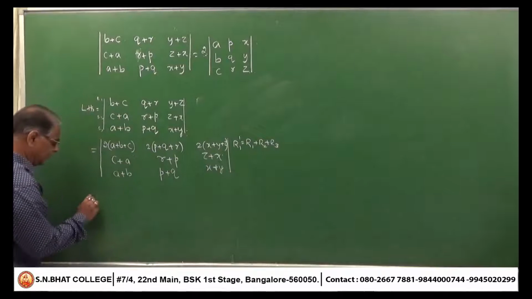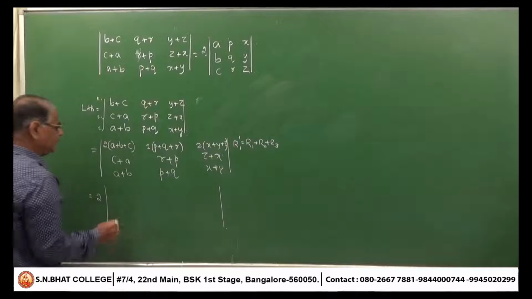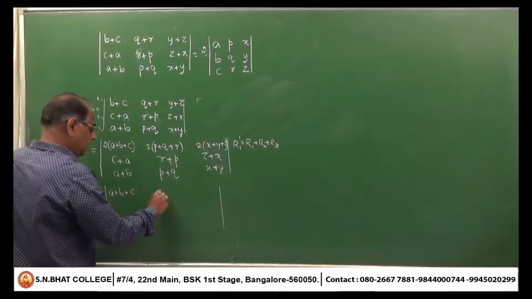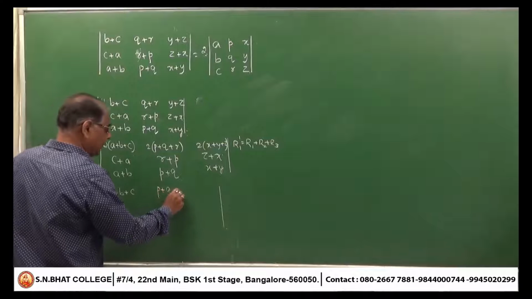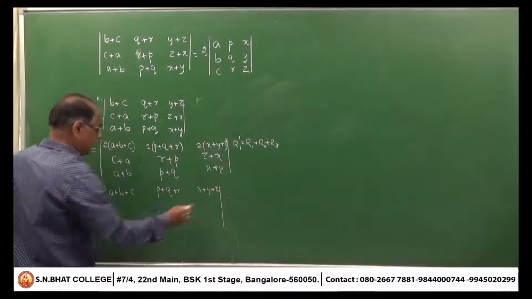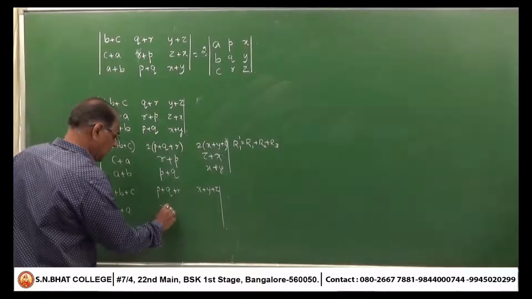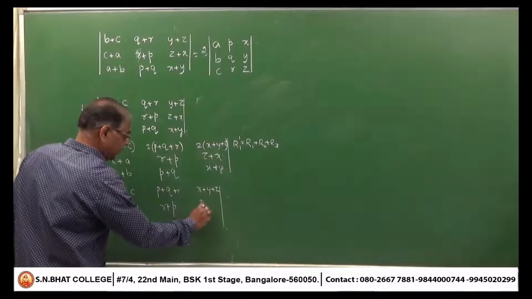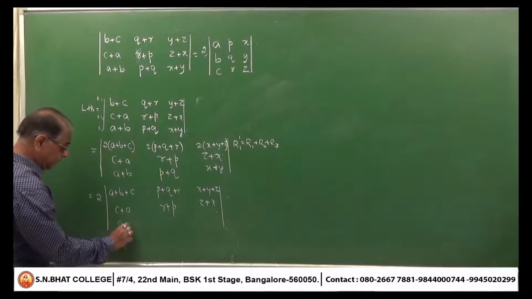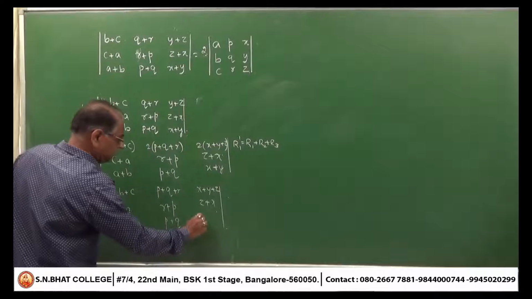Next, in the first row, what is the common factor? 2 is the common factor in the first row. Therefore, a plus b plus c, p plus q plus r, x plus y plus z. Write the other 2 rows as they are: c plus a, r plus p, z plus x. Next, a plus b, p plus q, x plus y.